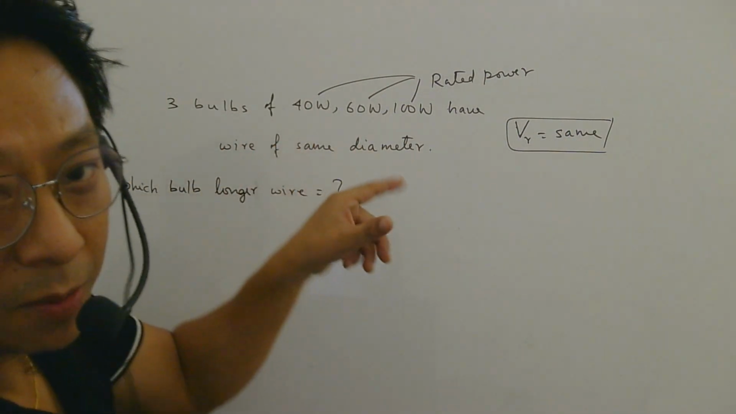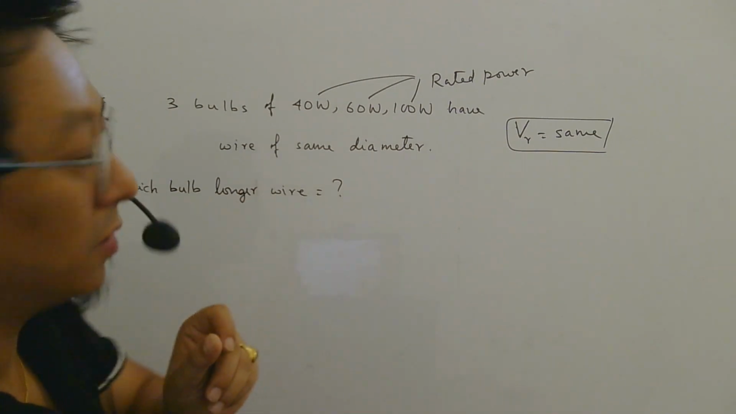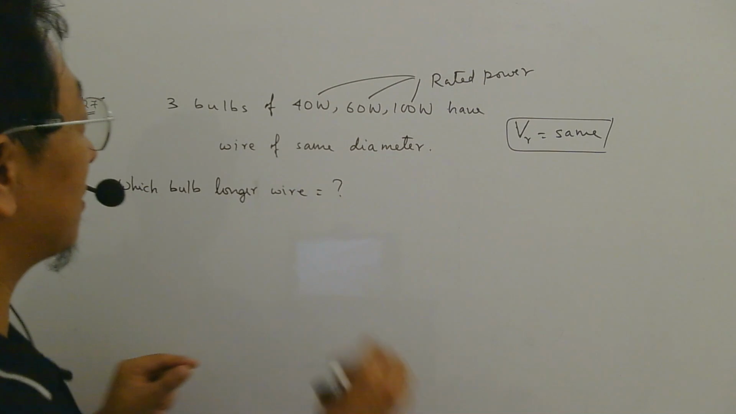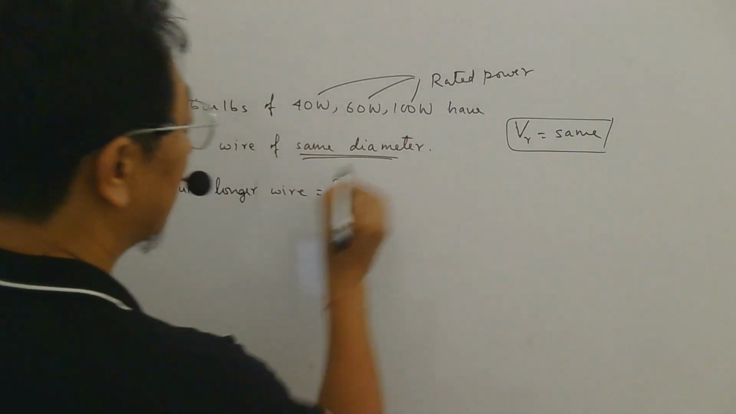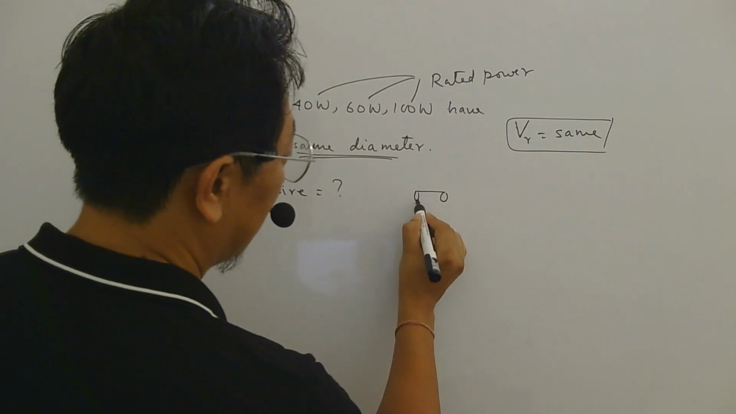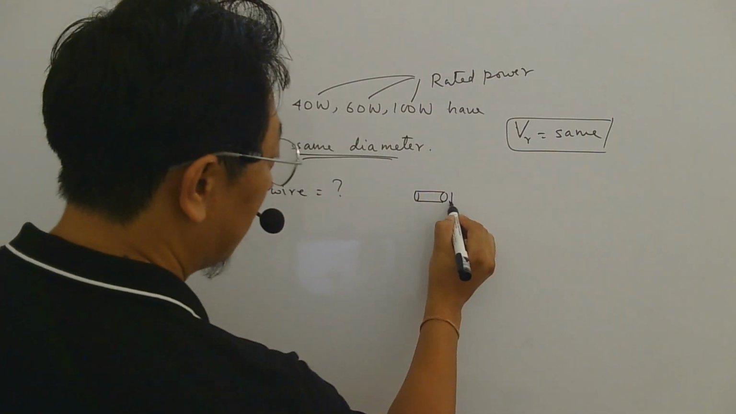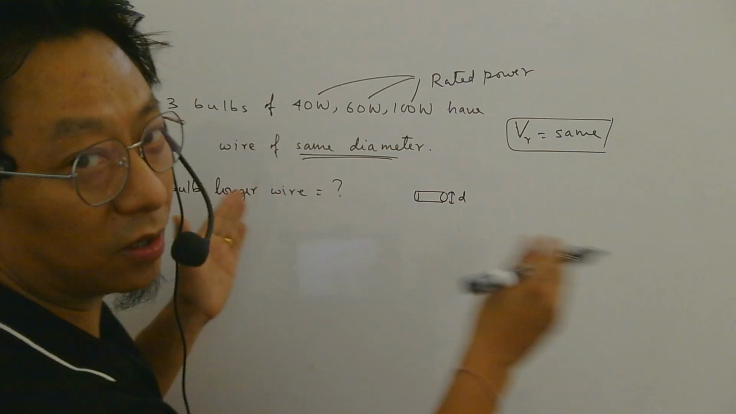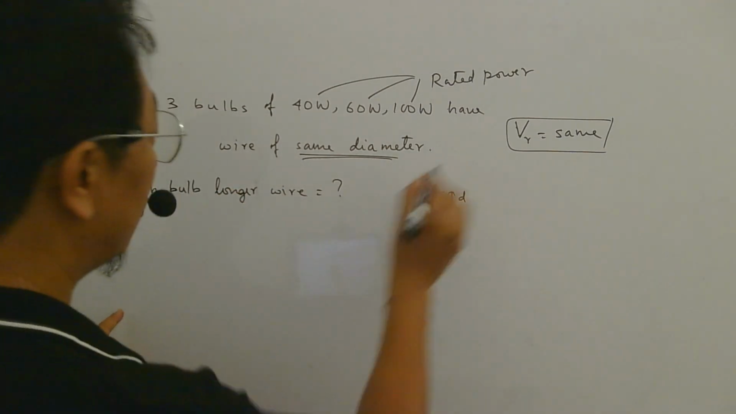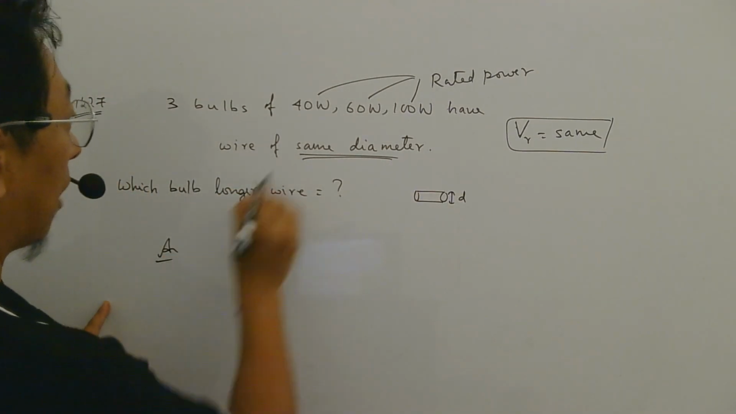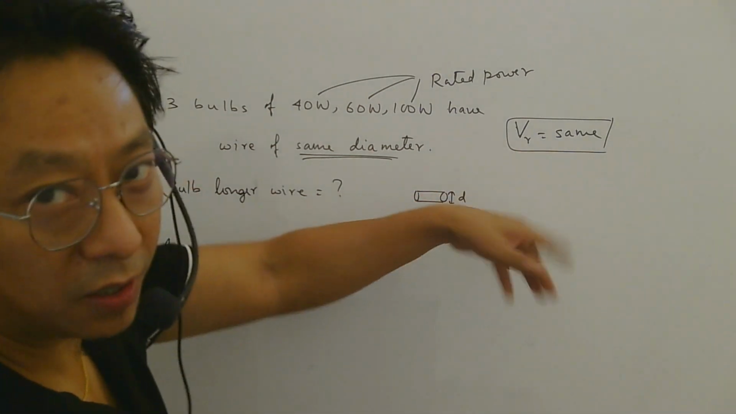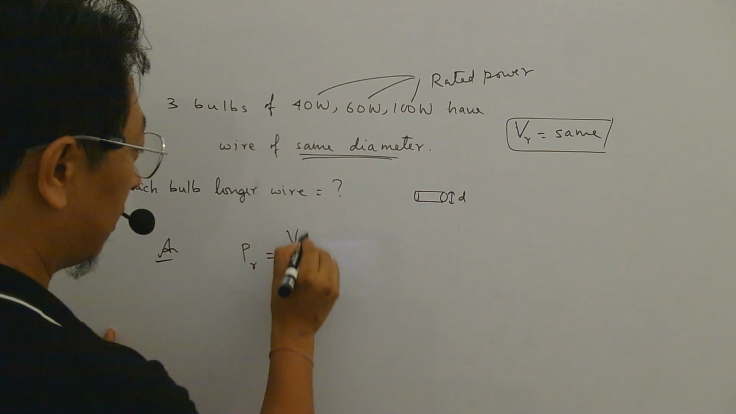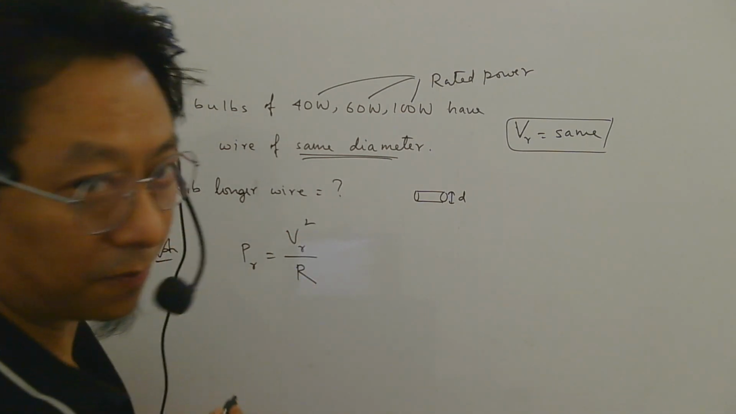Now these three bulbs which have filament, the wire inside, have same diameter. So the filament, the wire inside the bulb has same diameter. So if this is your wire, this diameter is same for all of them. Okay, they are asking which one will be longest wire. Now you know that power rating is given, voltage rating we will assume same. So now power rating is what? V rated square by resistance. This is the formula.